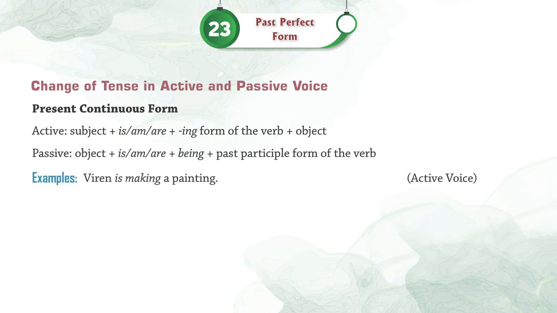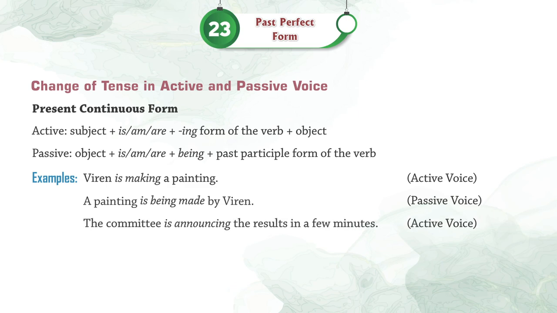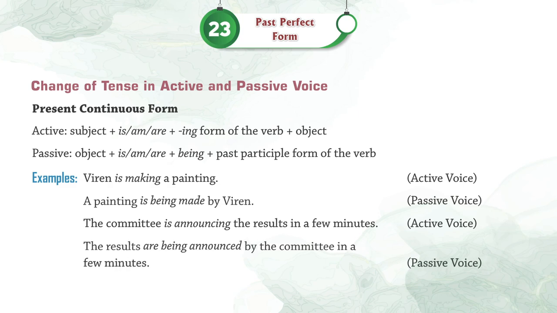Examples: Viren is making a painting. Active voice. A painting is being made by Viren. Passive voice. The committee is announcing the results in a few minutes. Active voice. The results are being announced by the committee in a few minutes. Passive voice.